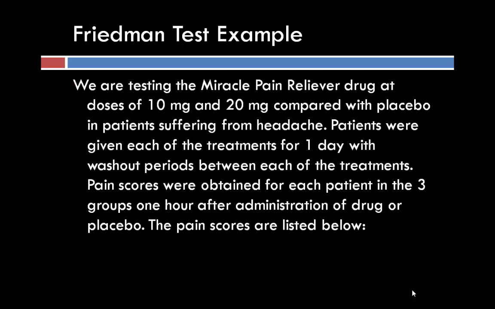So looking at an example, we are testing again our Miracle pain reliever drug at doses of 10 milligrams and 20 milligrams compared with placebo. And this is in patients who are suffering from a headache. Patients were given each of the treatments for 1 day with washout periods in between each of the treatments. Pain scores were obtained for each patient in the 3 groups 1 hour after administration of the drug or placebo, and their pain scores are listed below.